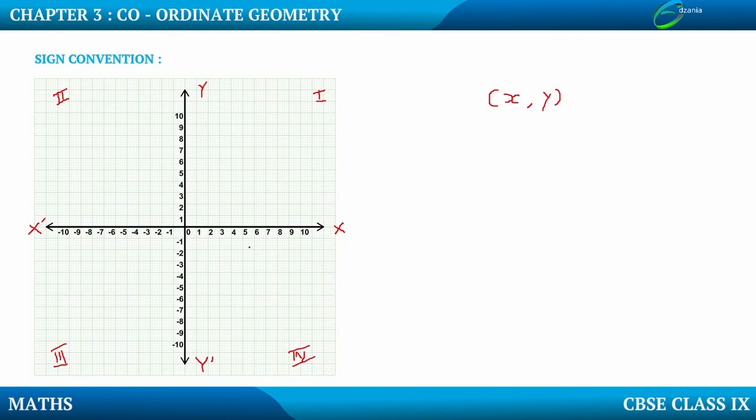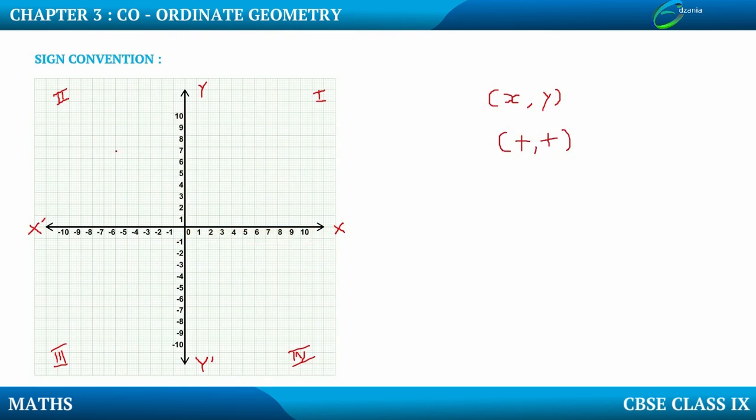Now in the first quadrant, if I observe properly, my x is this part and my y is this part. So I can clearly see that on this x, all the numbers are positive over here. Similarly on y, all the numbers are positive. So I say that the signs in the first quadrant are plus plus. That is, x is also plus and y is also plus.